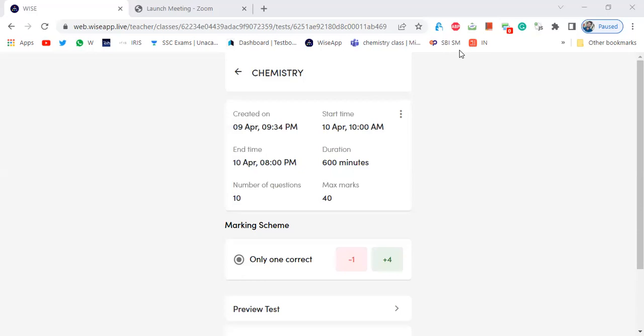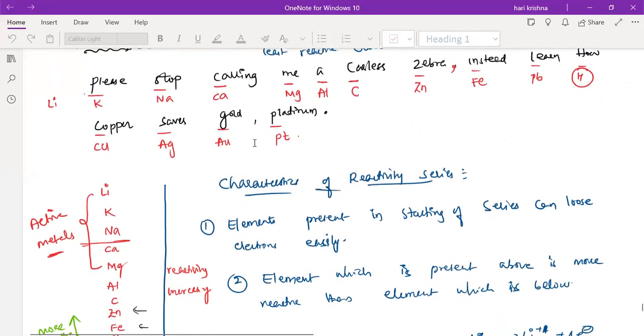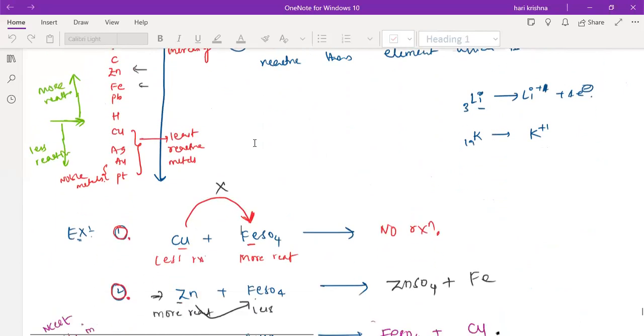What is the topic going on in the last class? Types of chemical reactions. We are in double displacement. Fine. So this is the topic, displacement. We have already started the reactivity series. Have you learned the reactivity series or not?